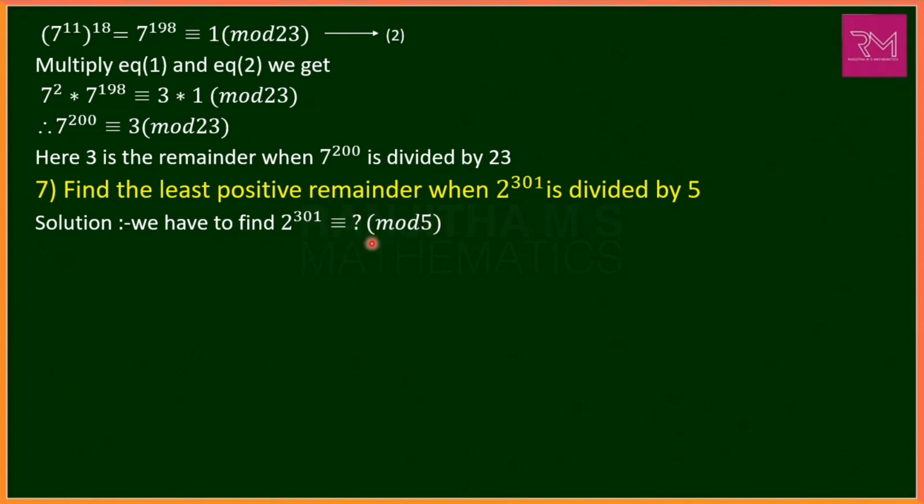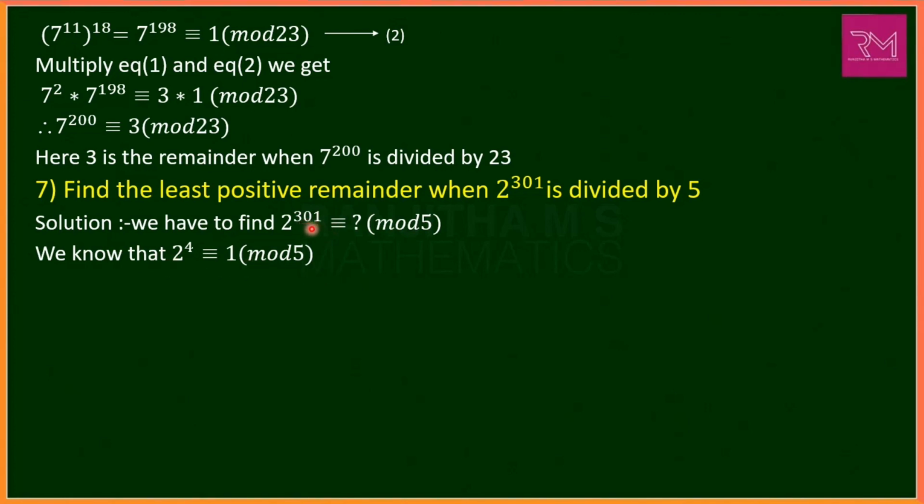Therefore we have to find a congruence like this, that is 2 power 301 is congruent to some value mod 5. To achieve this value, first take 2 power 4, which is 16, which is congruent to 1 mod 5, because 5 divides 16 minus 1, which is 15. 5 divides 15 satisfies. Therefore we can take this as 2 power 4 is congruent to 1 mod 5.